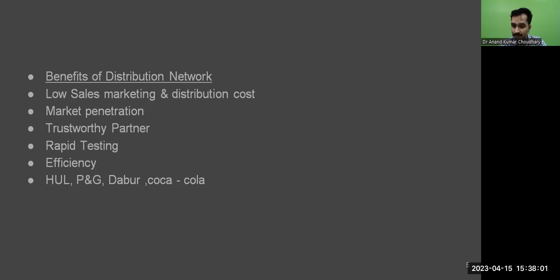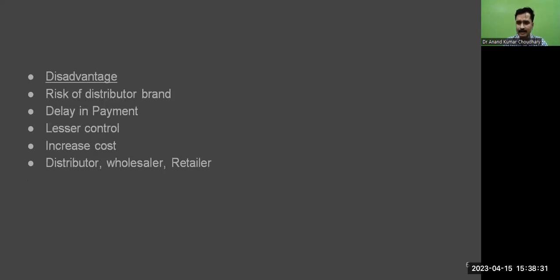Trustworthy partner. Customers believe in the distributor, who is basically trustworthy. Rapid testing means checking out the market and efficiency. So HUL, Procter and Gamble, Dover, Coca-Cola, these are the big companies known for their distribution network, and they are product-based companies, doing very well in the market because of the distribution network.